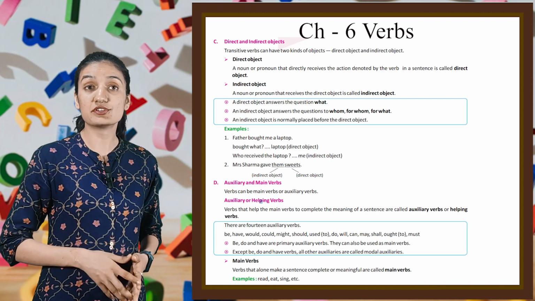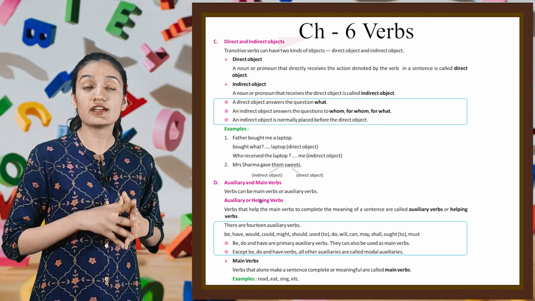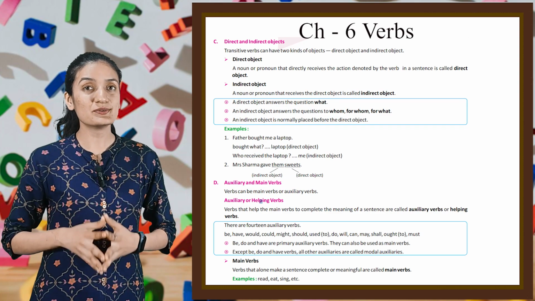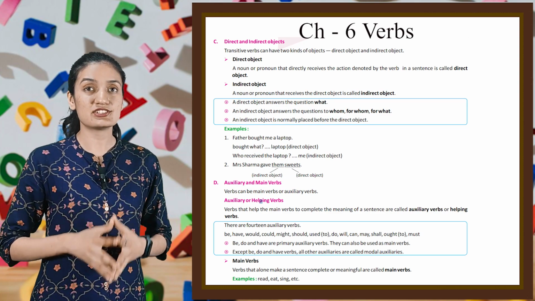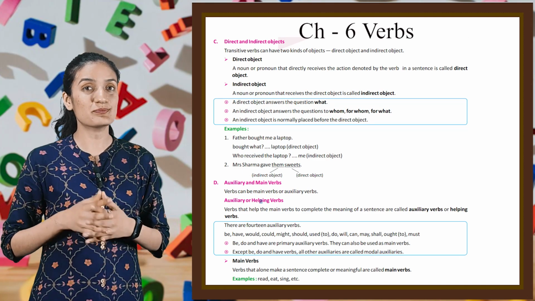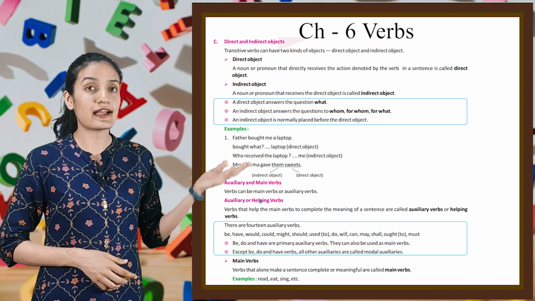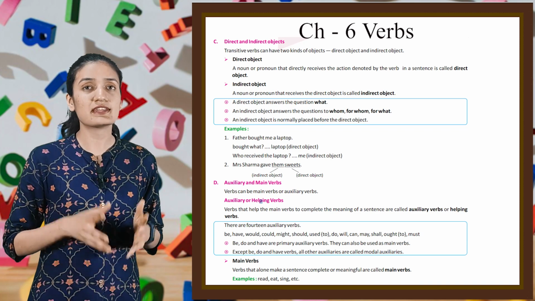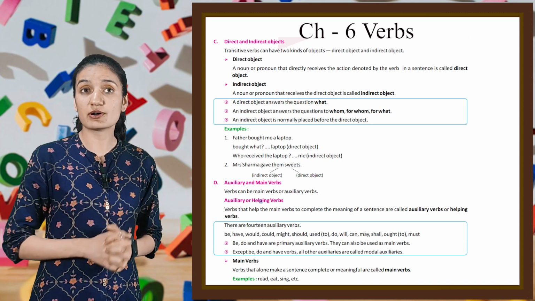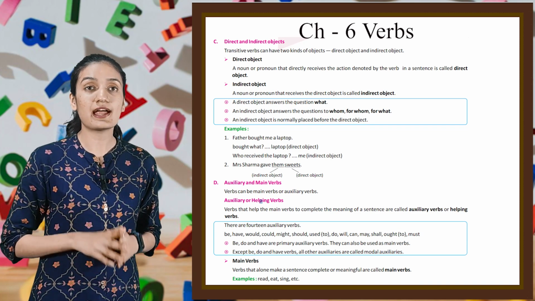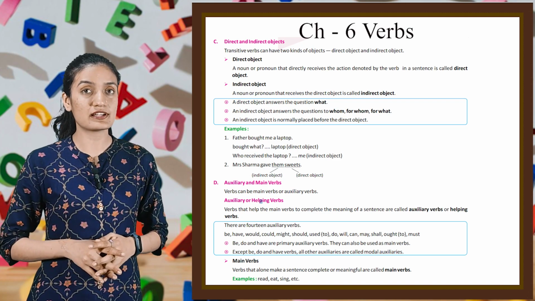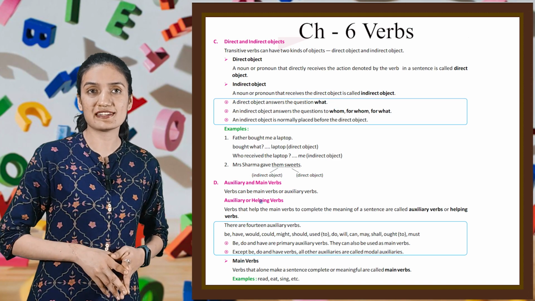Be, have, would, could, might, should, used to, do, will, can, may, shall, ought to, must. Be, do and have are primary auxiliary verbs. They can also be used as main verbs. Except be, do and have verbs, all other auxiliaries are called modal auxiliaries.